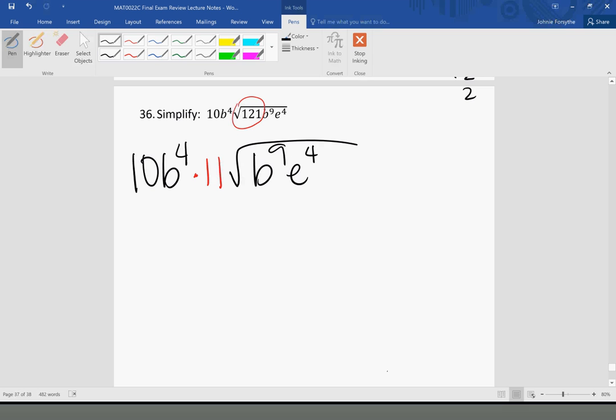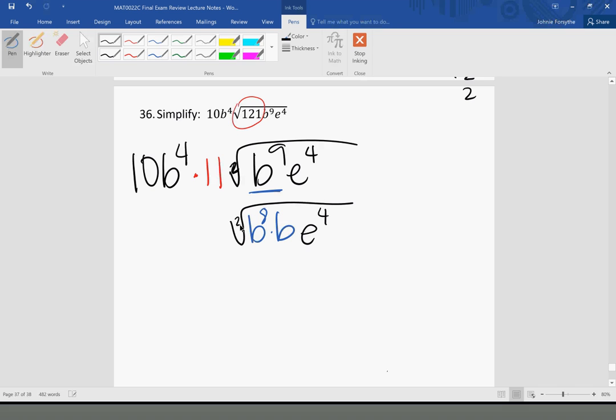Okay, so now b to the 9th. This is a square root, so it's like a little invisible 2 in there. So the way that you can do these is that you can write b to the 9th with an exponent that's a multiple of 2. So what's the lowest number below 9 that is a multiple of 2? It's 8. So we can change b to the 9th to b to the 8th times b. And then e to the 4th, 4 is already a multiple of 2, so we'll leave her alone.